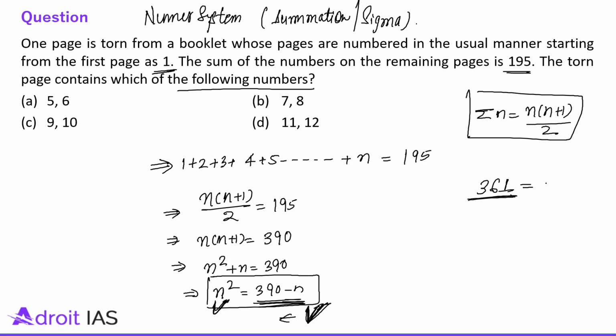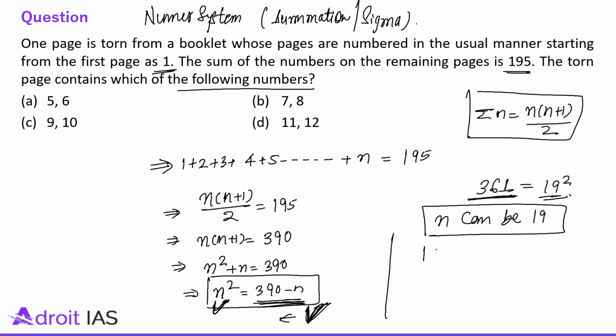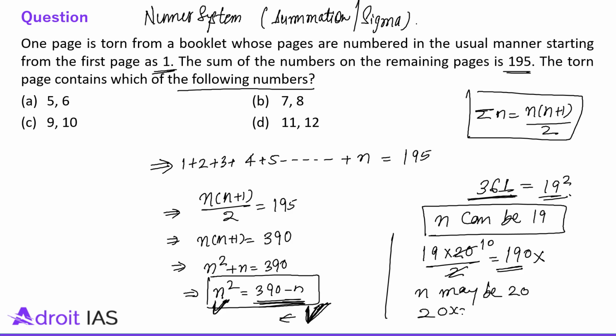361. 361 is 19 square, so n can be 19. Okay everyone, n can be 19. Now let's cross verify this. So n into n plus 1 divided by 2 is 190. So n is not 19. n may be 20. So 20 into 20 plus 1 by 2 is 210.